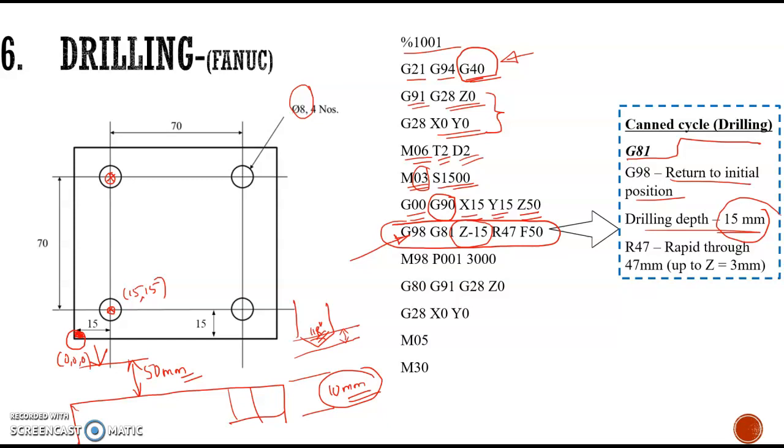Then another command is there, R47. Here the R is not representing the radius. That is an important thing. You have to keep it in mind while doing this drilling experiment. So in the canned cycle of drill, the R is used for some other purpose that will be explained in the next slide. Then the feed is given as 50 mm per minute.